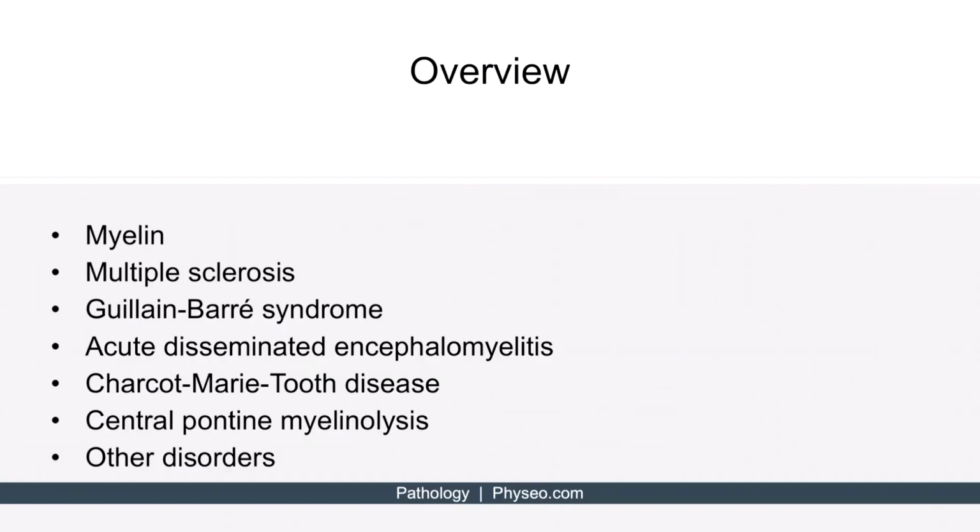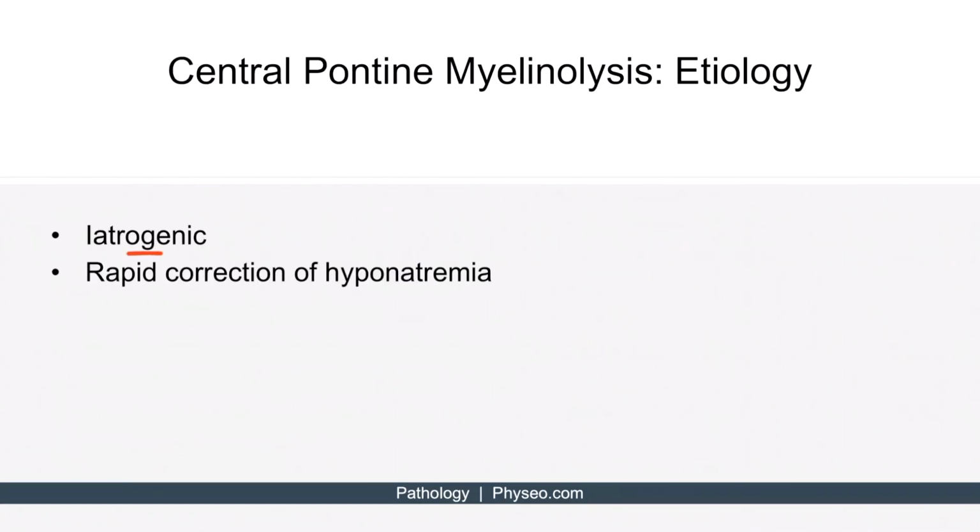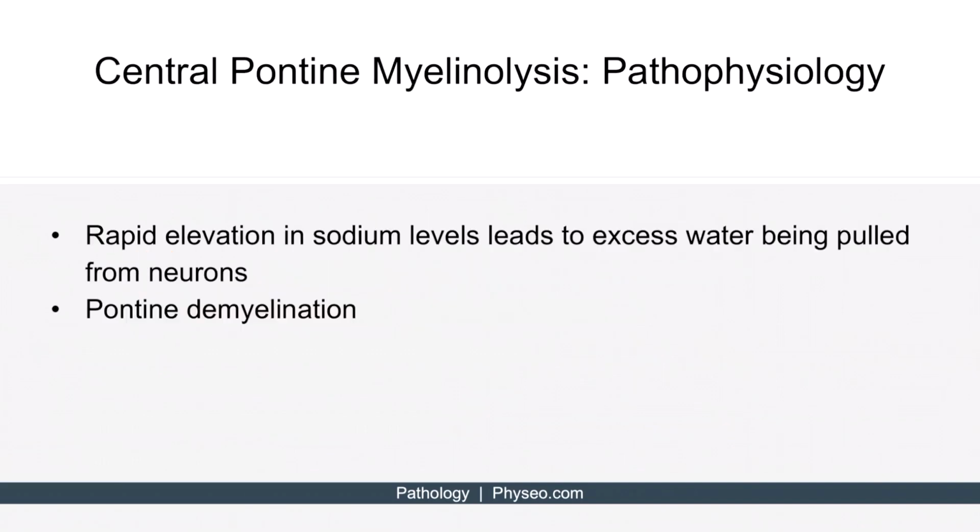Okay, now let's discuss central pontine myelinolysis. This is an iatrogenic disorder caused by the rapid correction of hyponatremia. Rapid elevation in sodium levels leads to excess water being pulled from neurons. This leads to demyelination that occurs in the pons, hence the name pontine demyelination.